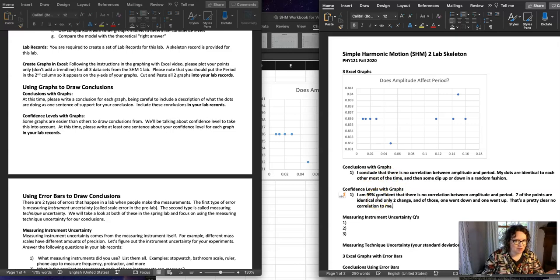confidence levels for all your graphs. And don't forget that your confidence needs to have a % number with it. Go ahead and do it now.